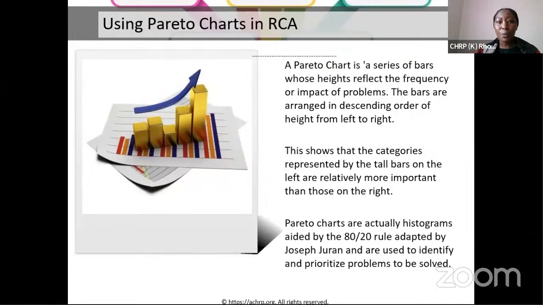Then this is just how we use the Pareto charts in the root cause analysis. You can see how the graphs are moving, and I'll just take you through. It's just the normal way we normally plot the pie charts and the bar graphs, but we need to actually understand how the bar sits when you're presenting them, that they should not touch each other. And then from what side they should move from.